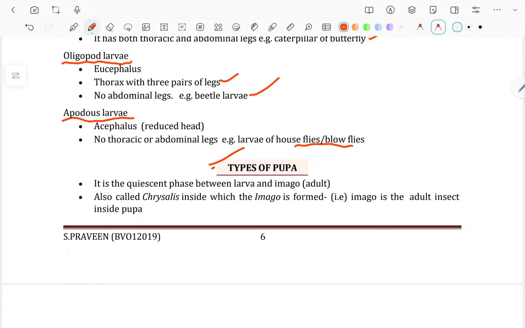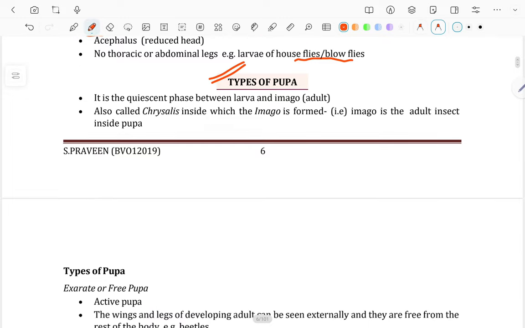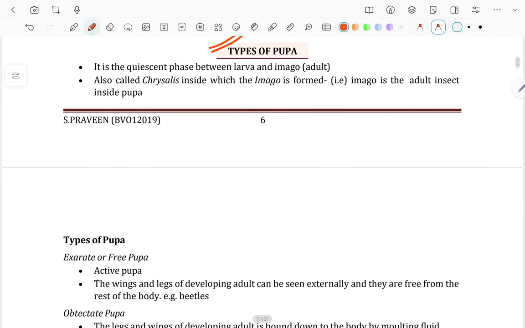Types of pupa. It is the quiescent phase between larva and imago, the adult, also called chrysalis, inside which the imago is formed. Imago is the adult insect inside the pupa.